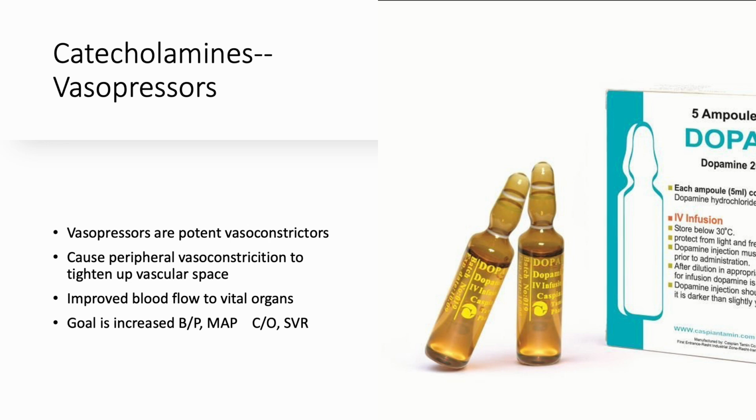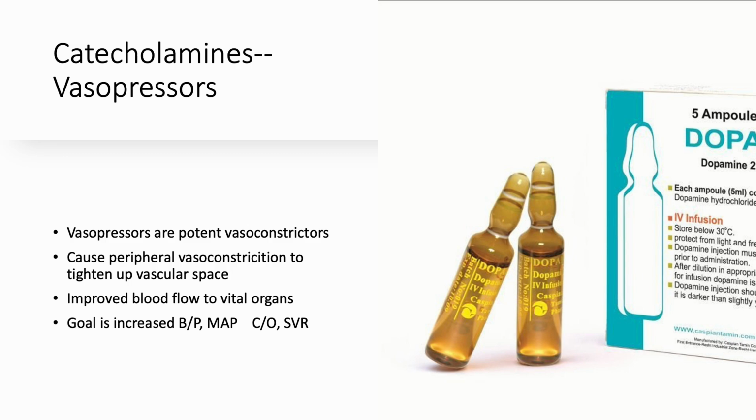So again, vasopressors are potent medications used in shock management to cause vasoconstriction, or narrowing of blood vessels. These medications tighten the blood vessels, which helps to increase blood pressure by improving resistance in the vascular system. By causing vasoconstriction, vasopressors ensure that blood is directed toward critical organs like your heart, your brain, and your kidneys, ensuring they receive the necessary oxygen and nutrients to function during shock.